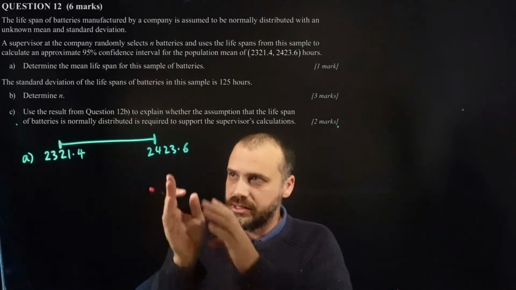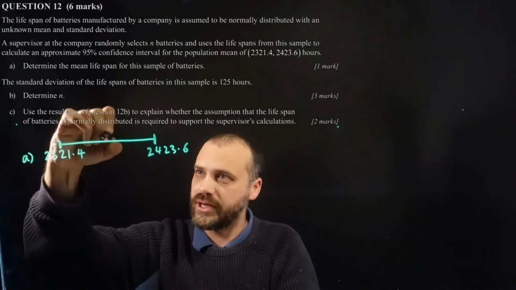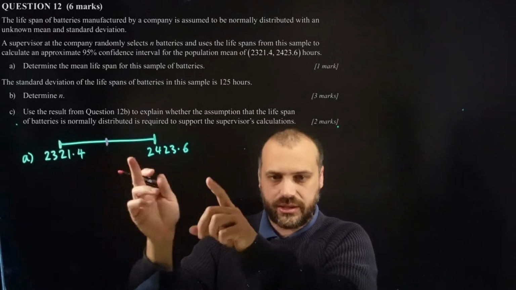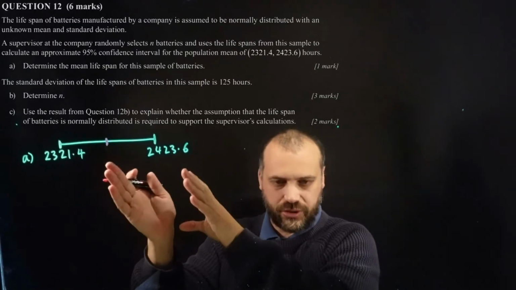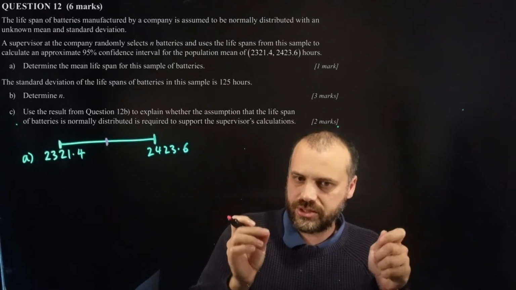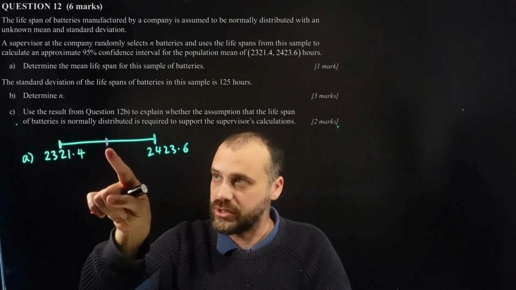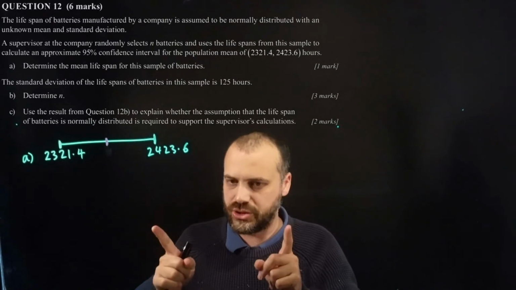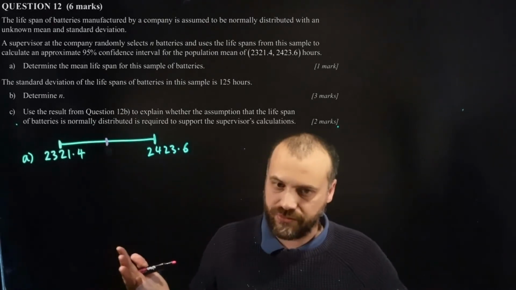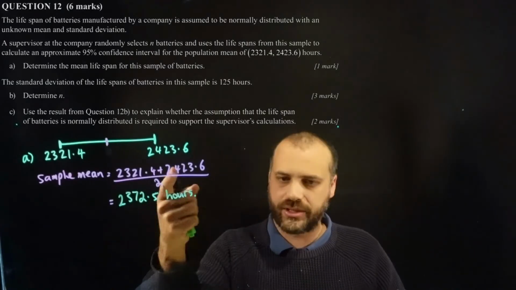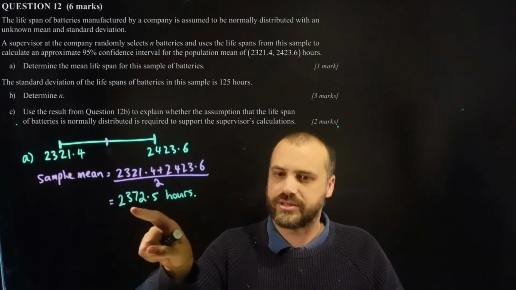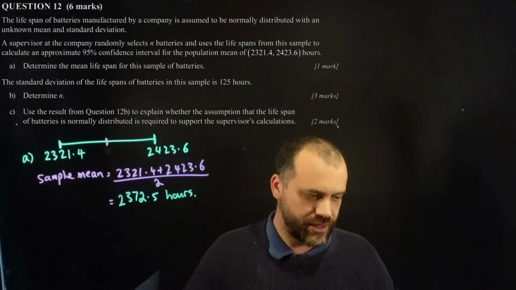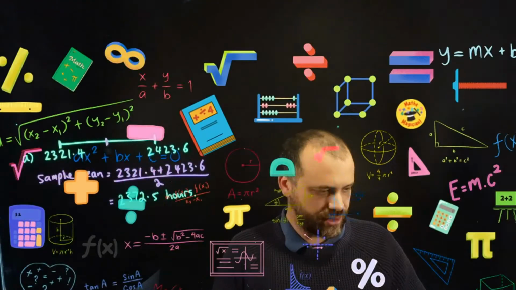Now, the mean comes right from the middle of our confidence interval. You should remember our confidence interval formula. To find our lower and upper bounds of our confidence interval, we're adding something to the mean, we're subtracting something from the mean. So the mean is this middle value right here. Now, how do we find the middle between 2 numbers? We add them together and we divide them by 2. That's it. Add them together, divide by 2, we get 2,372.5 hours. That's that number right there. All right, let's celebrate that one.